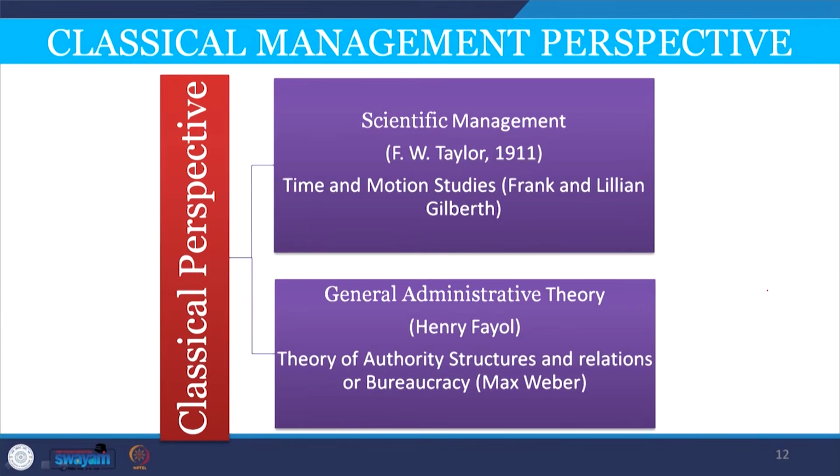So, the classical management perspective can be broadly categorized into scientific management and general administrative theory. Scientific management's proponent is Frederick Winslow Taylor, who proposed this theory in the year 1911. Time and motion studies were proposed by Frank and Lilian Gilbreth. General administrative theory was proposed by Henry Fayol. The theory of authority structures and relations, or bureaucratic organizations, was proposed by Max Weber.